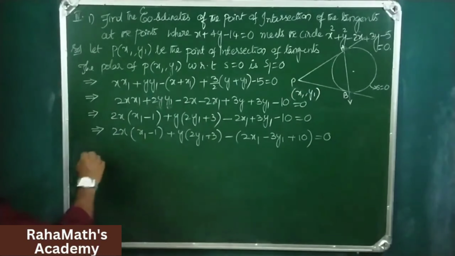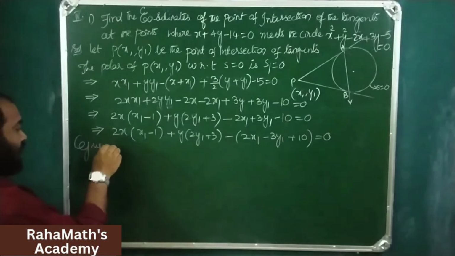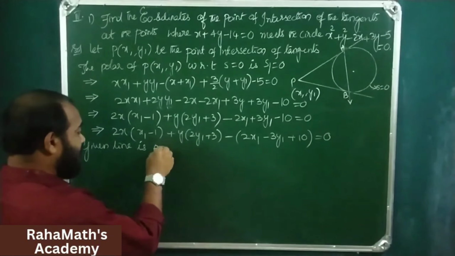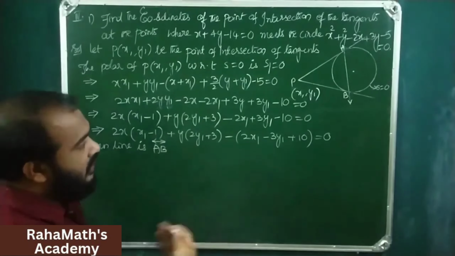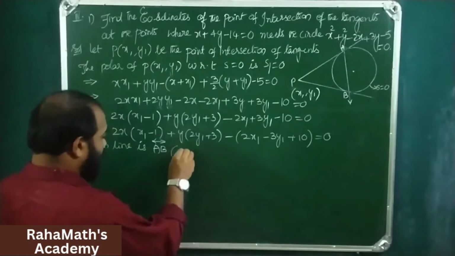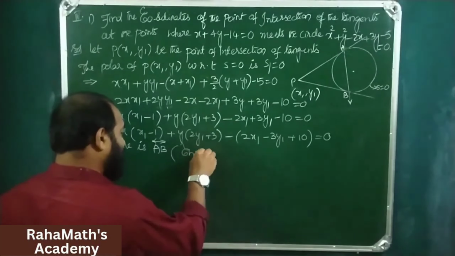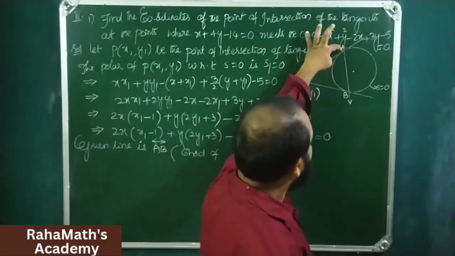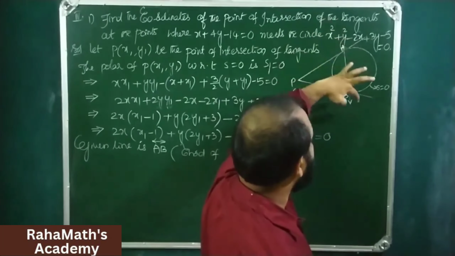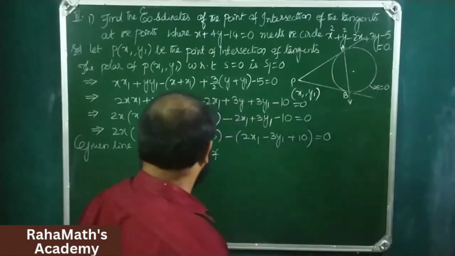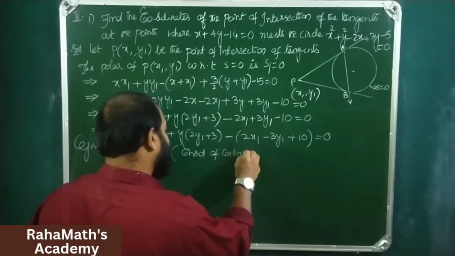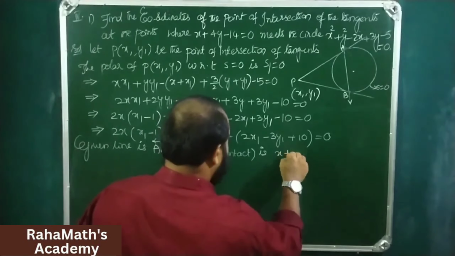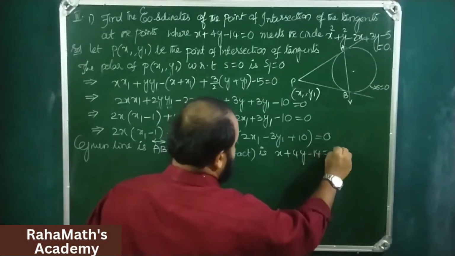Next, the given line is AB. In other words, what is AB? The chord of contact. Remember, the line joining the points of contact is called the chord of contact. So the chord of contact is x plus 4y minus 14 equals 0.